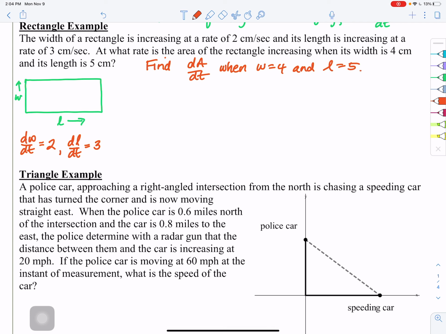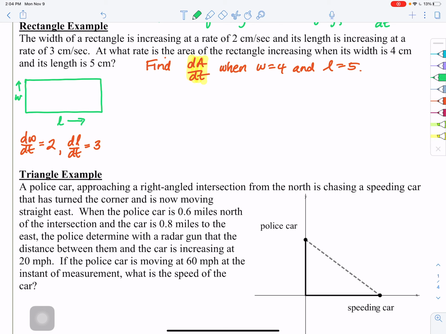Now, you know W and L are changing. So we want dA/dt at the moment those are happening. I don't know if that makes sense right now. Maybe it will be, but they're not. None of the sides are constant, so we cannot plug any values in until after we take the derivative, okay?